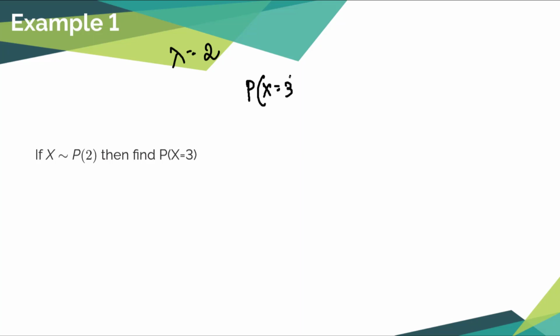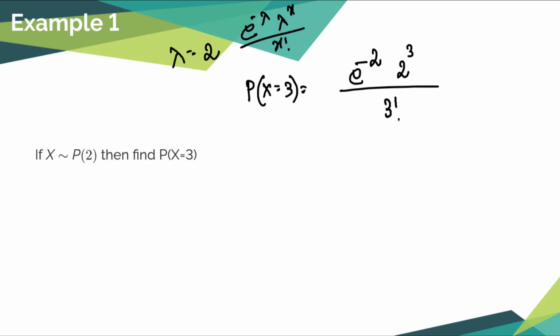So probability of x equal to 3 is equal to what is the formula? e to the power minus lambda, lambda to the power x by x factorial. So here e to the power minus lambda, what is lambda? Lambda is 2. 2 to the power x, x is 3 here, right? And 3 factorial. If you simplify this, you will get the probability.